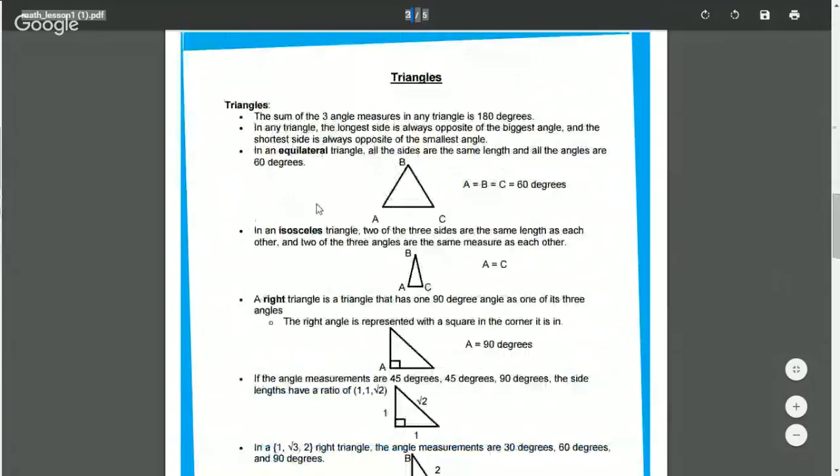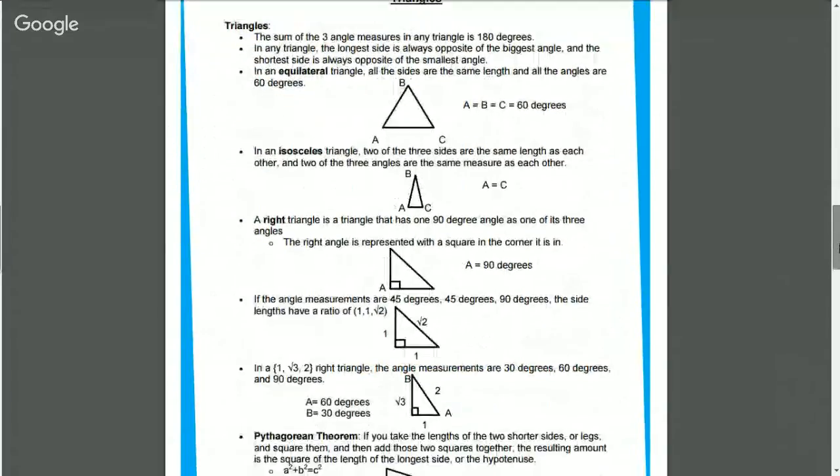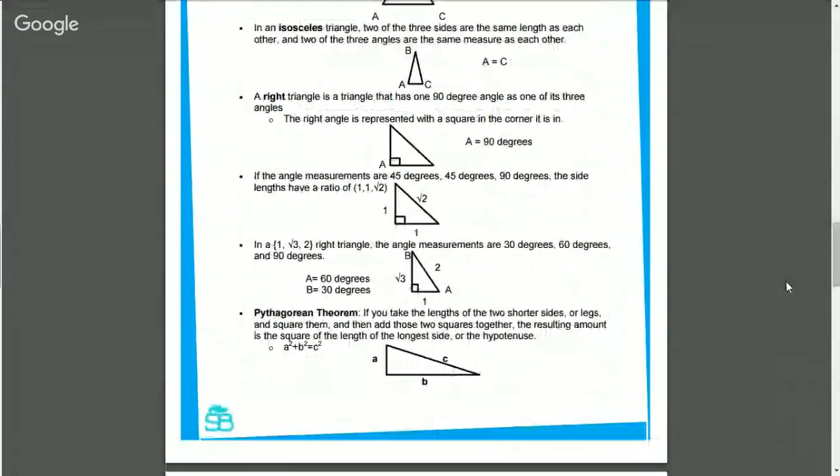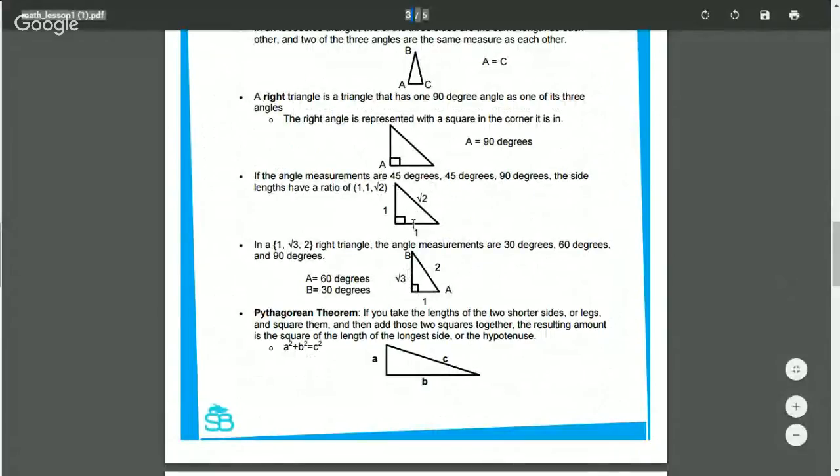Triangles: there are multiple types of triangles, equilateral, isosceles, and right. The angle measurements are not always the same, but each type of triangle has characteristic angle measurements. And if triangles have the same angle measurements, then they're called similar triangles.